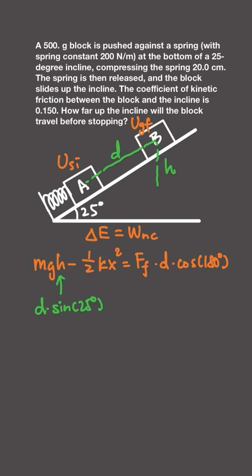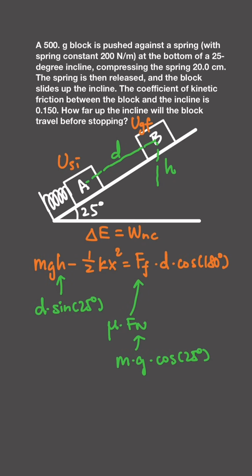Simple trigonometry. Another thing to be careful about is the friction force, which is coefficient of friction times normal force, and the normal force here is not mass times g. However, it is mg cosine 25 degrees. It's because the y component of the force of gravity is equal to the normal force, not the force of gravity itself being equal to the normal force. Once you have all the numbers plugged in, you should get your displacement as around 1.46 meters.